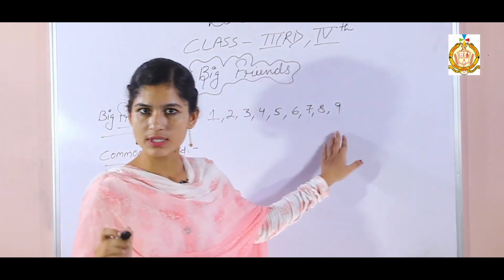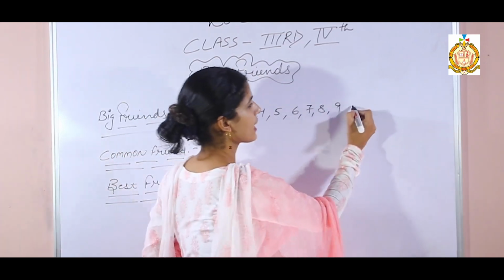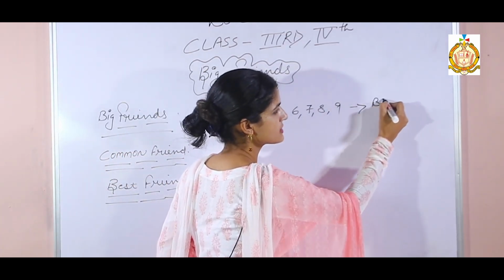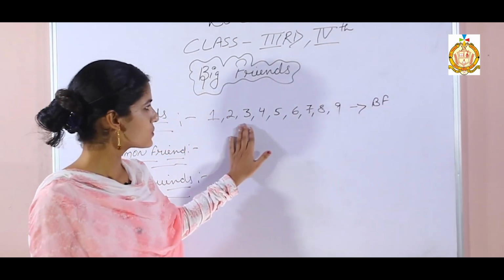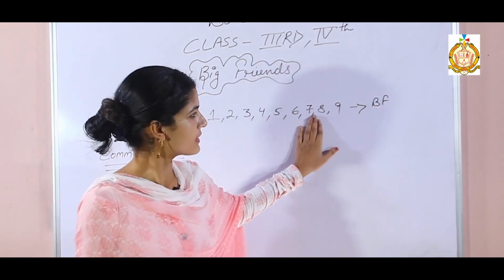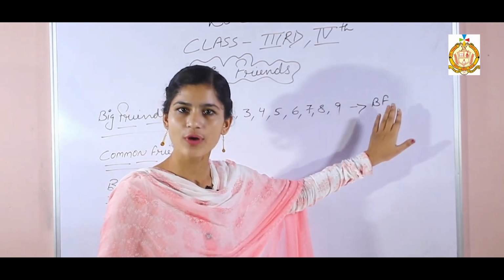These all numbers come under 10. So that's why these numbers are known as big friends. Which numbers are known as big friends? 1 2 3 4 5 6 7 8 and 9. These 9 numbers are known as big friends.